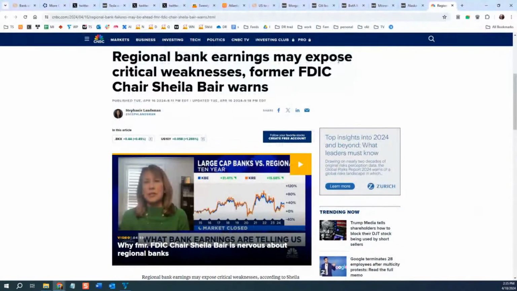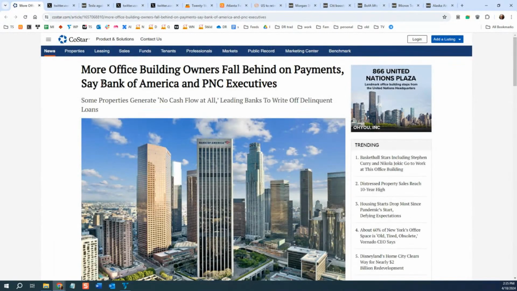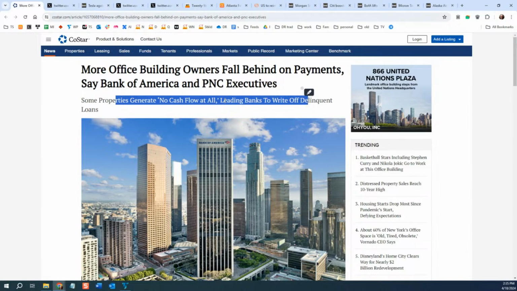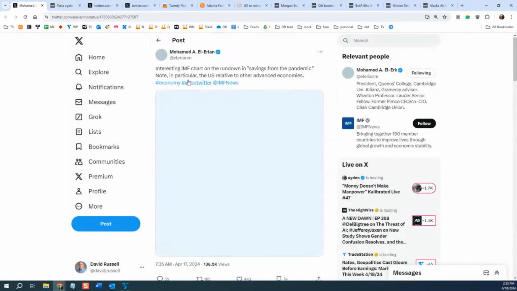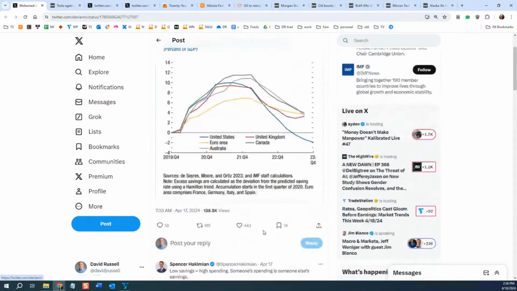Whoops, wait a second. That was the regional bank thing I wanted to talk about. Let me close that. What is this? This is just the same thing. Properties are generating no cash flow at all. There we go, this is from CoStar. All right, what's this? Mohammed Al Arian says, this is interesting, just showing how people have run down their COVID savings.